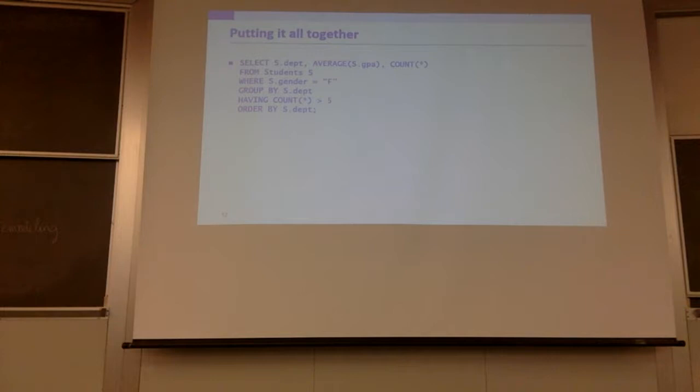Then finally, you do the order by. That's the last step of your query processing. So basically, you sort everything by the department name and output the results. So that's basically the most complex single table query you could come up with. Okay, any questions so far? That's just a review of everything we talked about in the first couple of lectures.